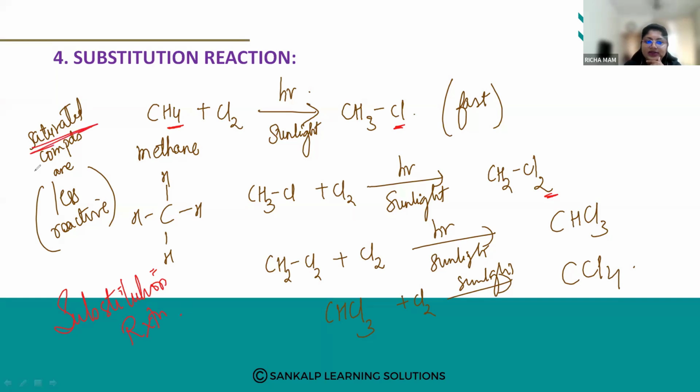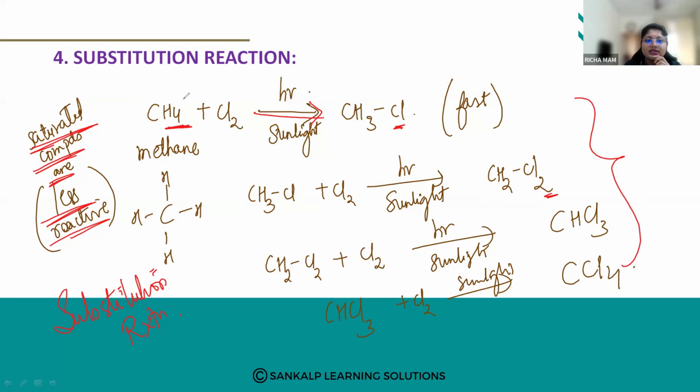As we know, saturated compounds are less reactive. But when you react them with chlorine in the presence of sunlight, what is happening? Each hydrogen is getting replaced in subsequent steps. At one step, one hydrogen is replaced; in the second step, the next hydrogen is replaced. Subsequently, the hydrogens are getting replaced by chlorine, and these reactions are very fast.